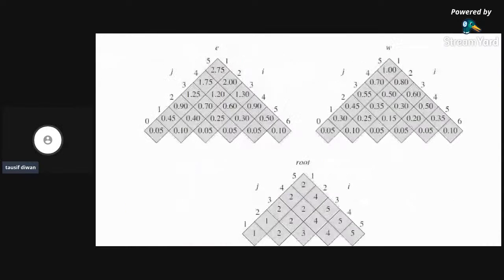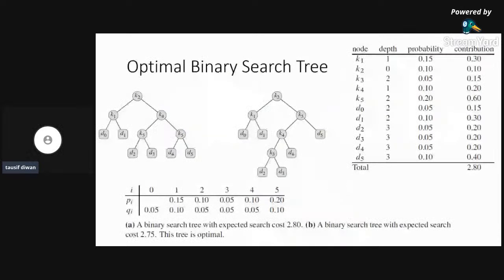Just check at that root. This is 3, 4. So this is my 3 and this is my 4. If I look at this entry, 3, 4 is nothing but K4. It means that K4 is the root of that particular subtree. If K4 is the root, then in the left hand side only K3 will be present. But if you come in the right side of K4, only one unsuccessful probability will be there, that is D4. Similarly, I can write D0, D1, D2, D3, and D4. Okay, so this is nothing but the construction of the optimal binary search tree.